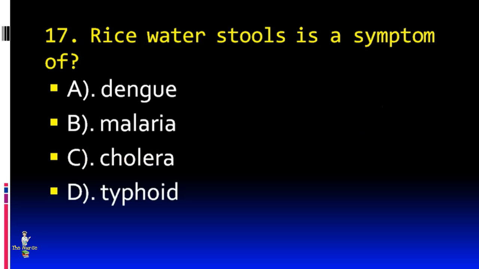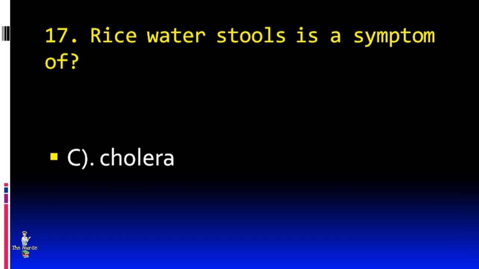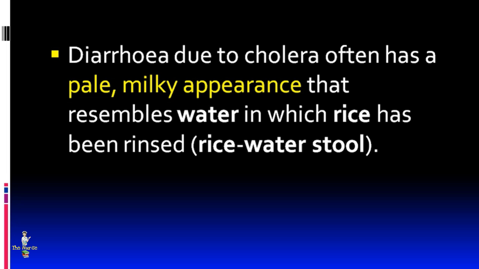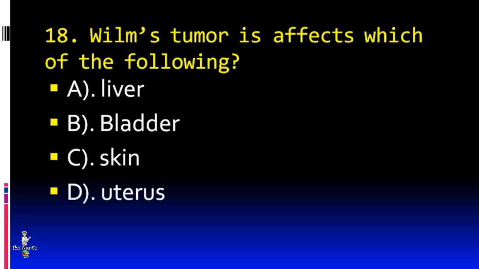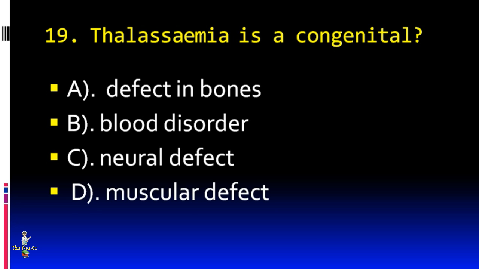Next question. Rice water stools is a symptom of dengue, malaria, cholera, typhoid. Correct answer is cholera. Diarrhea due to cholera often has a pale, milky appearance that resembles water in which rice has been rinsed. Next question. Wilms tumor affects which of the following? Liver, bladder, skin, uterus. Correct answer is bladder. Next question. Thalassemia is congenital defects in bones, blood disorder, neural defects, muscular defect. Correct answer is blood disorder.